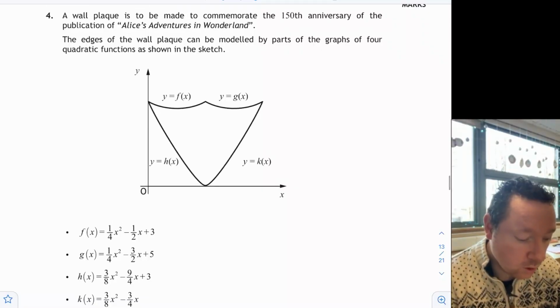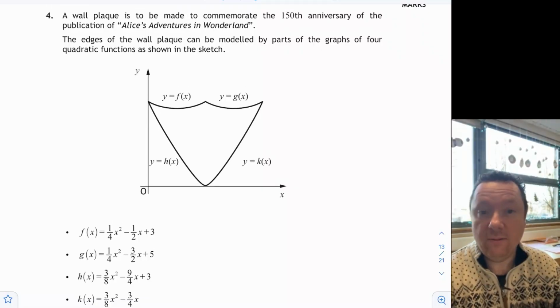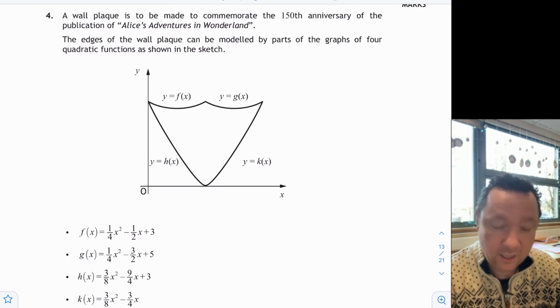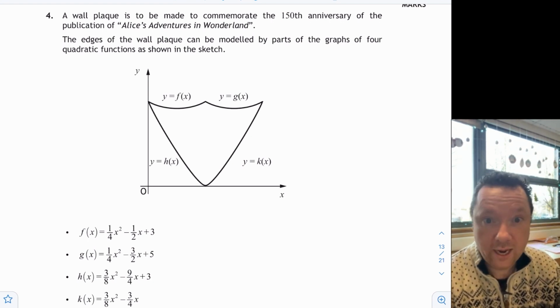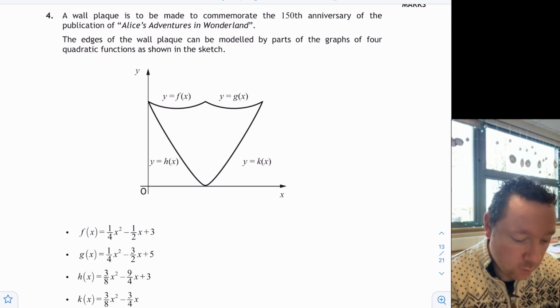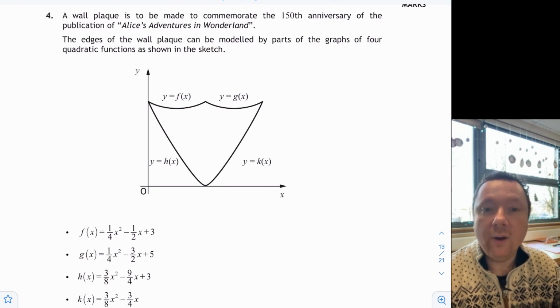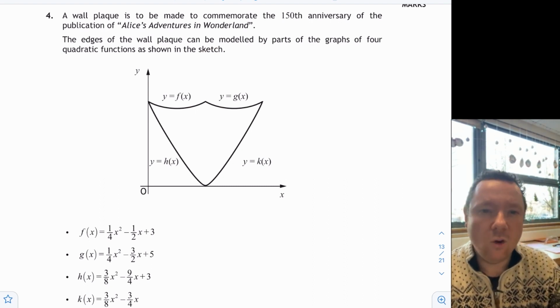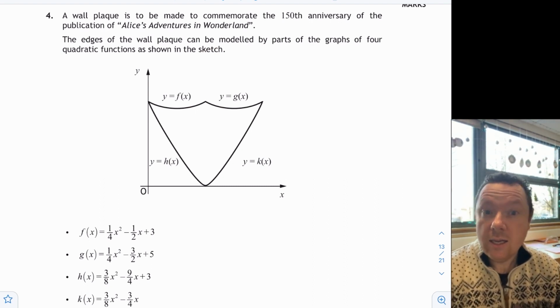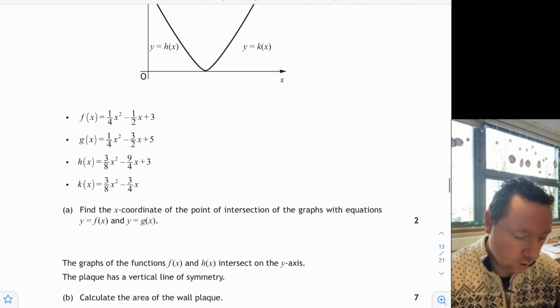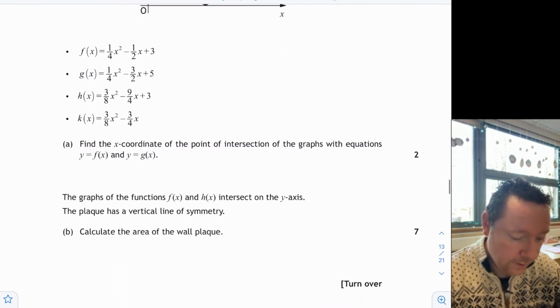Okay, this one was about a wall plaque made to commemorate the 150th anniversary of the publication of Alice in Wonderland. So the edges of a wall plaque are modelled by quadratic functions, and there's 1, 2, 3, 4, and it gives you 4 bullet point equations. What makes this one difficult is it'll give you all these equations, all this information, but you just need to keep your head. So let's look at part A.